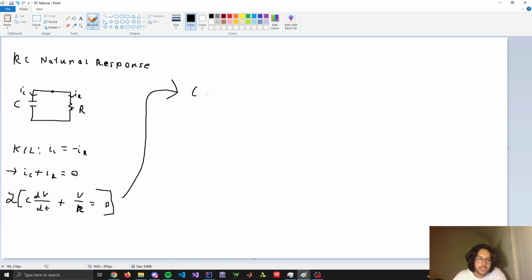So this will become c, which is a constant, so that just goes there, and du/dt just becomes s. And then we take the Laplace transform of v over r. Well, v has no order of a derivative, so we're not going to get an s. We're just going to be left with the constant 1 over r is equal to 0. And so you see, we can solve for s. s plus 1 over rc is equal to 0. So s is equal to negative 1 over r times c.